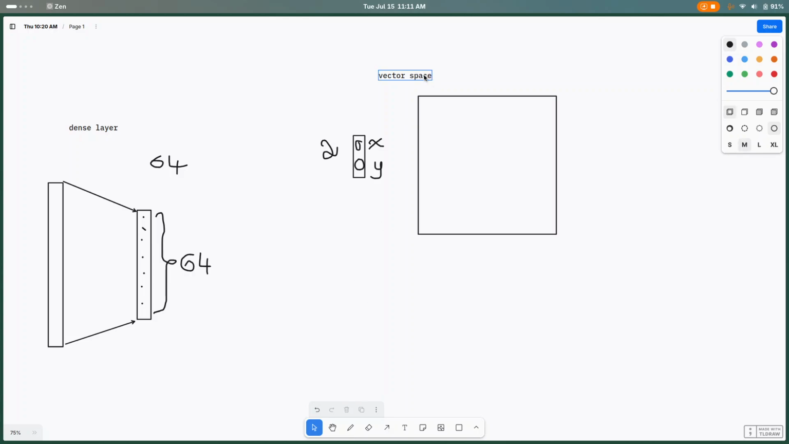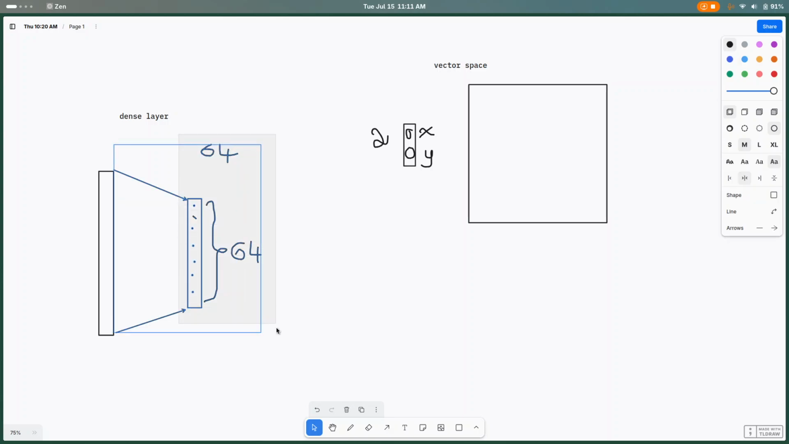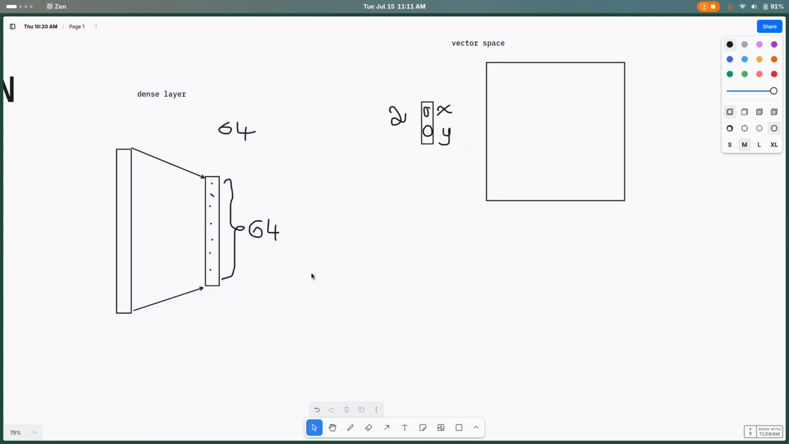A space is just a fancy word, but we like to use it. A vector space is a space that contains points. So that's it. And this is a vector space on its own. This is a point in a vector space.